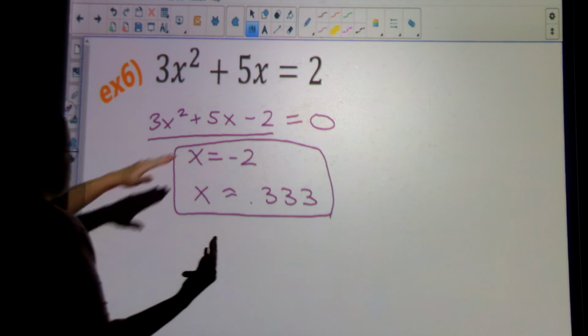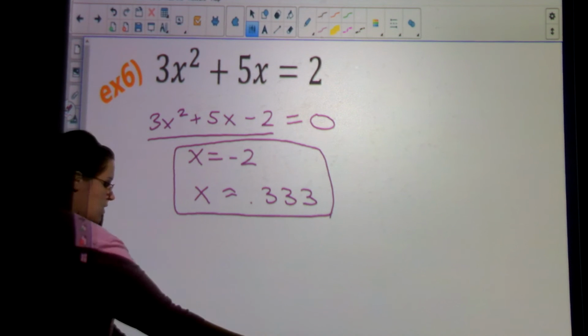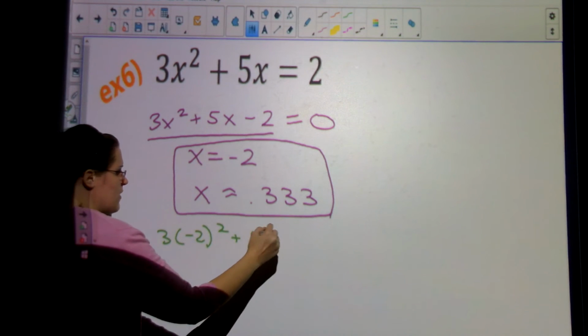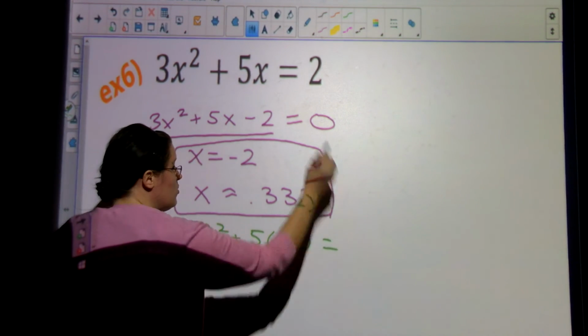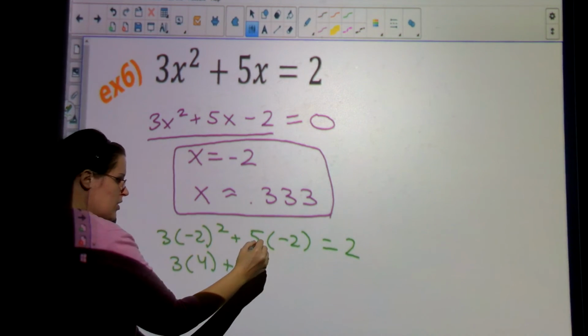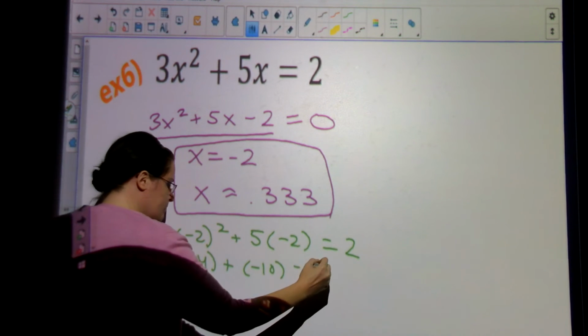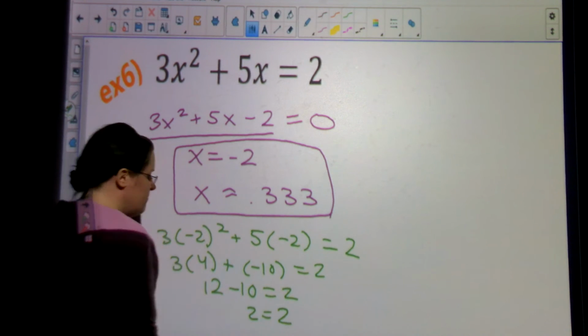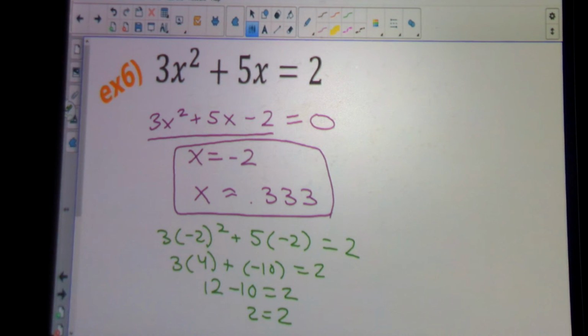And once again, we could check these. Plug it in. Let's check one of them. Let's check the -2. I have 3 times -2 squared plus 5 times -2. Hopefully that will equal 2. So I have 3 times 4. We'll go ahead and multiply that. That'll give me -10. So I have 12 minus 10. So 2 equals 2. We could also check by plugging in 1/3. Now if you check your decimals, it may not be exact. You might get 2 equals 1.999. You're going to be close, hopefully, because we rounded our answers.